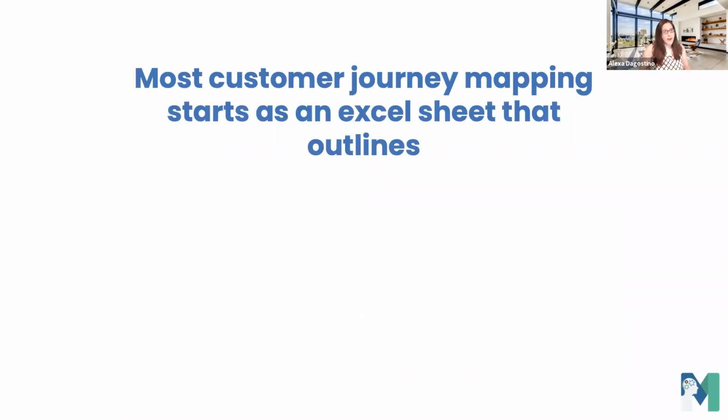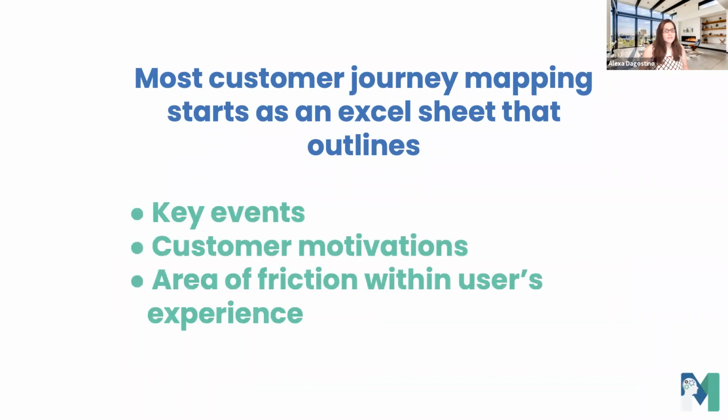So most mapping starts with an Excel spreadsheet that outlines the following: the key events, the customer motivations, and the areas of friction, right, within the user experience. You're never going to create a customer journey that's so perfect, and it's always going to have to change. But being able to map this out is incredibly important. Not so that you can create a better customer journey, but so you can understand all of the areas of friction so that you can fix that. Right. And it's okay to have areas of friction. Sometimes areas of friction can actually cause more interest. So it doesn't necessarily mean that an area of friction is a bad thing, right?